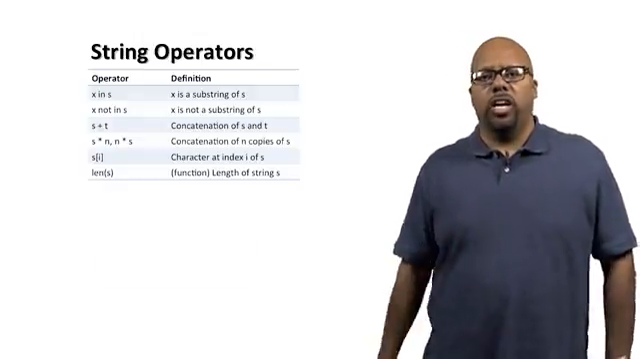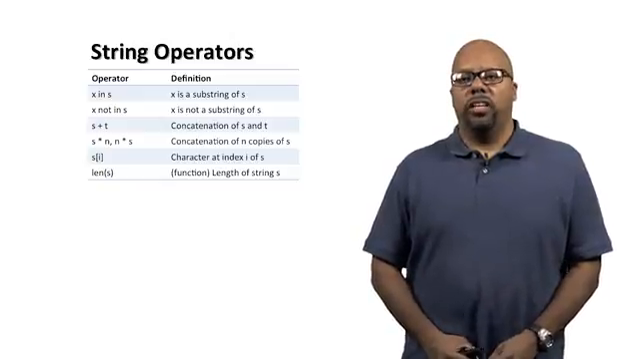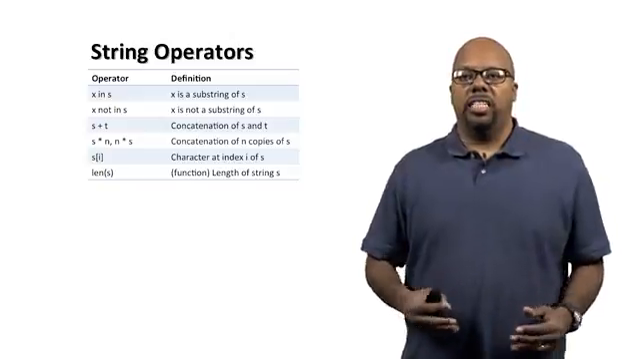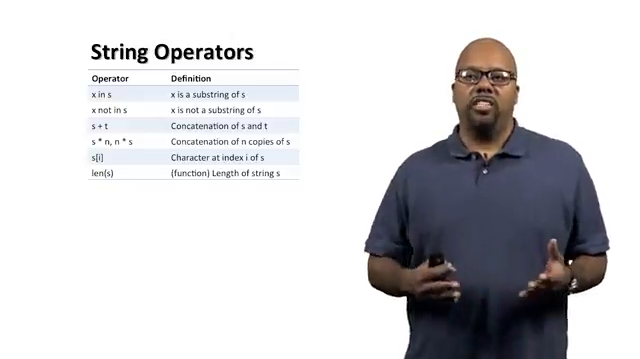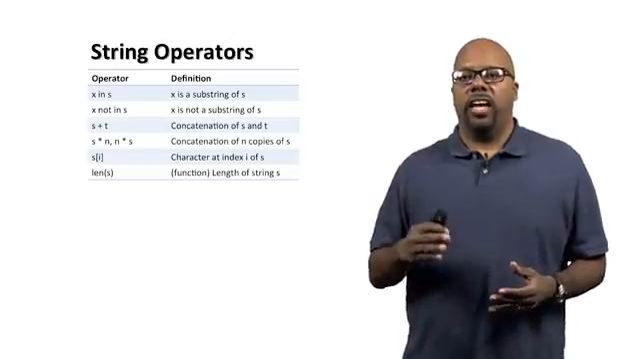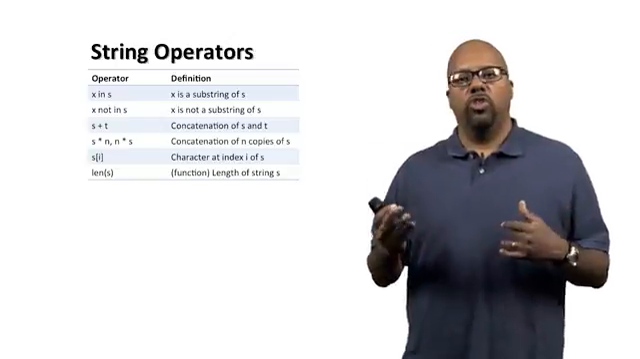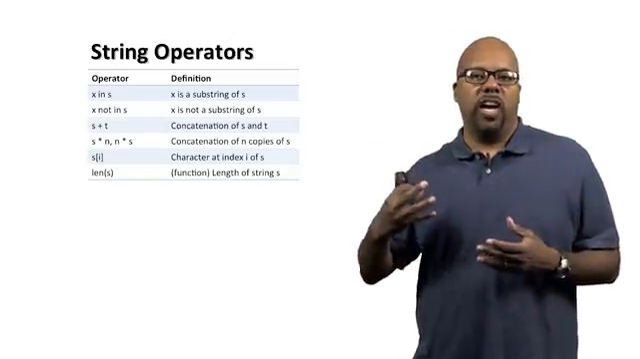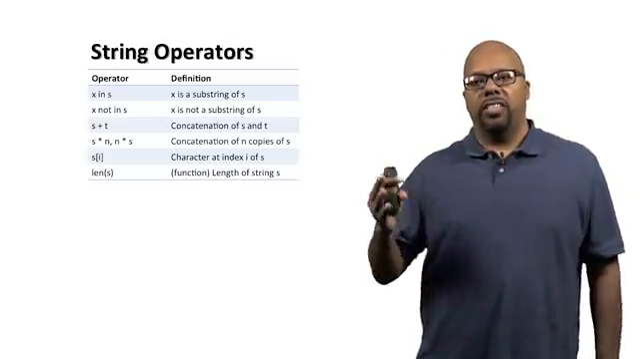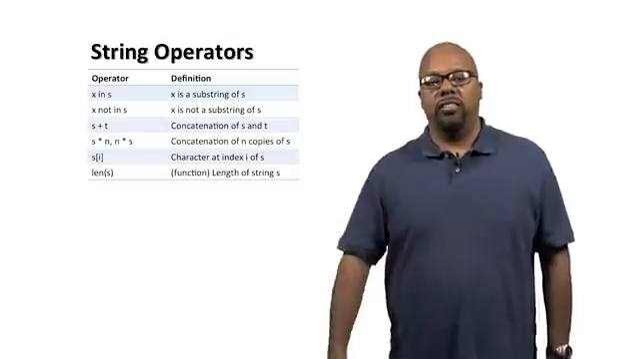Now, here are some of the more common string operators. Let's go through these one at a time. So let's take the first operator, x in s. Now, in this case, x and s are both strings. And x in s tests if x is a substring of s. So it's a Boolean operator. It returns true if x can be found within s, a bigger string s. x not in s is obviously the opposite, right? It returns true if x cannot be found as a substring within s.